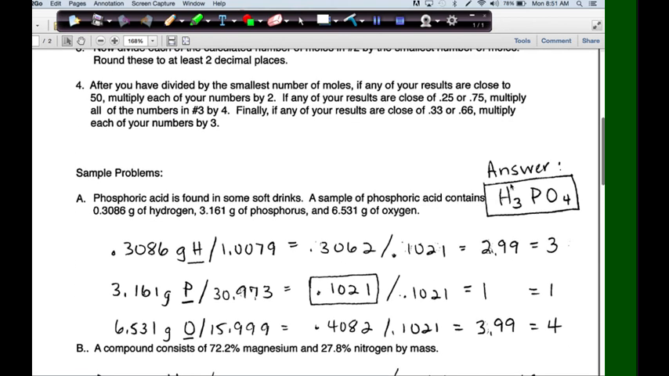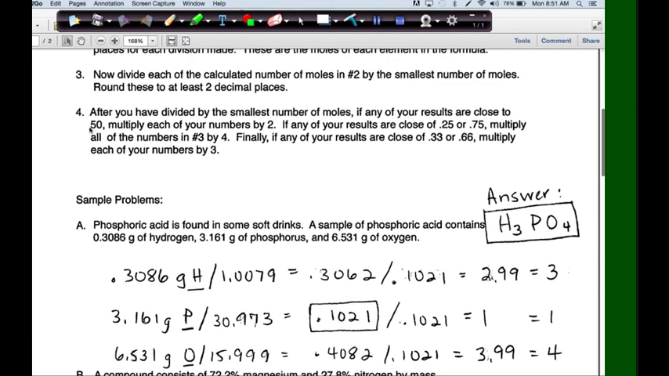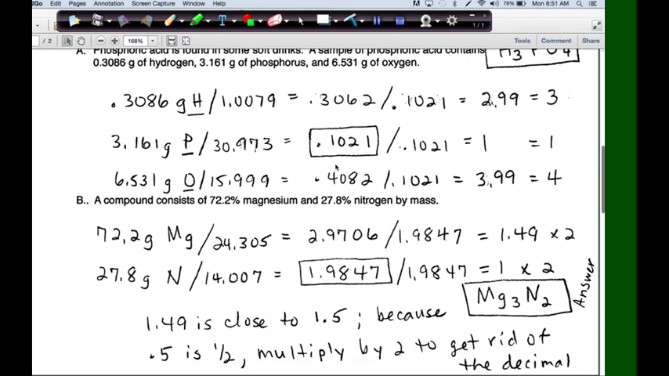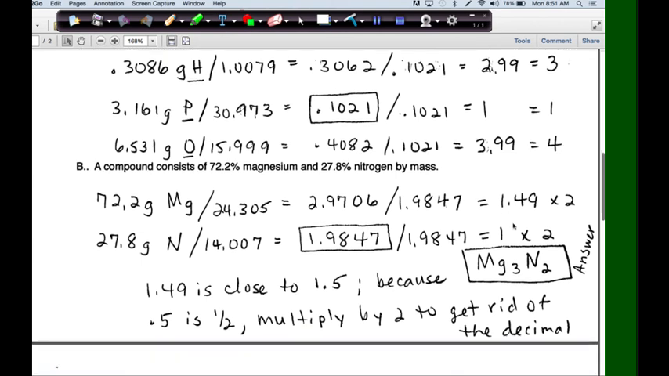And what did it say? If any of my numbers are close to 0.5, multiply each of your numbers by 2. And so I'm trying to get rid of the decimal. I don't want a decimal in my formula. 1.49 is close to 1.5 because 0.5 is 1/2. If we multiply by 2, we will get rid of the decimal. So I take 1.49 times 2, that gives me 3. And I take 1 times 2, and that gives me 2. So my simplest or empirical formula for this problem is Mg3N2.